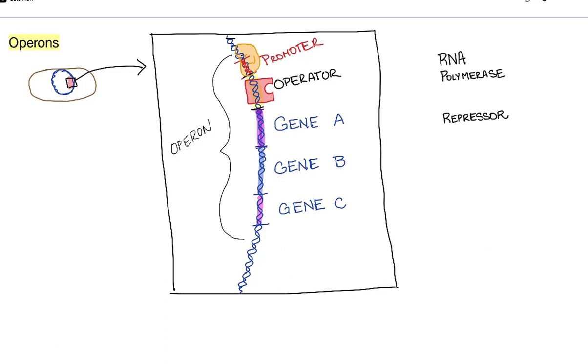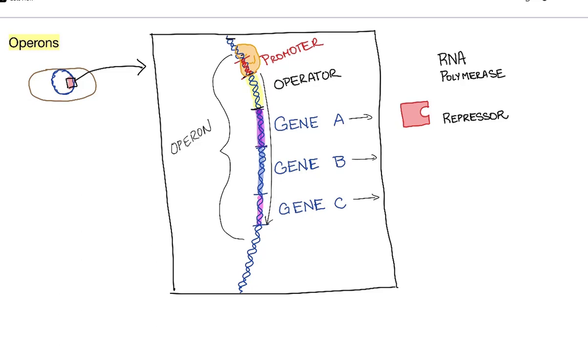Note that the transcription of genes A, B, and C are all linked together. In other words, if the repressor is removed, so we'll just quickly remove it here, and RNA polymerase is allowed down, then gene A is going to be transcribed, gene B is going to be transcribed, and gene C is going to be transcribed. There's no picking and choosing. It's not as if you can transcribe gene A but not B and C. It is an all or nothing deal.